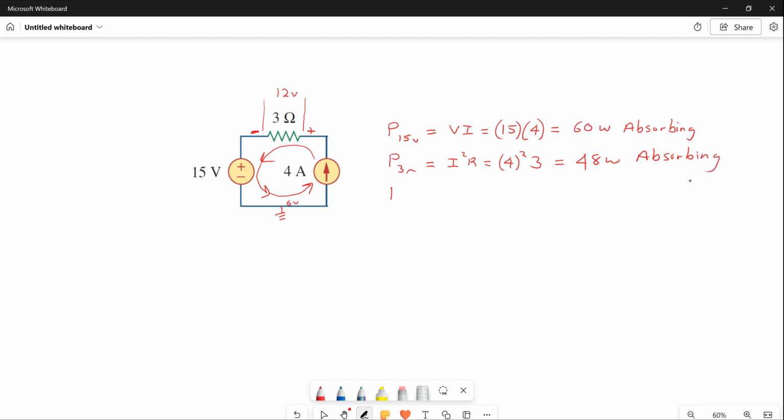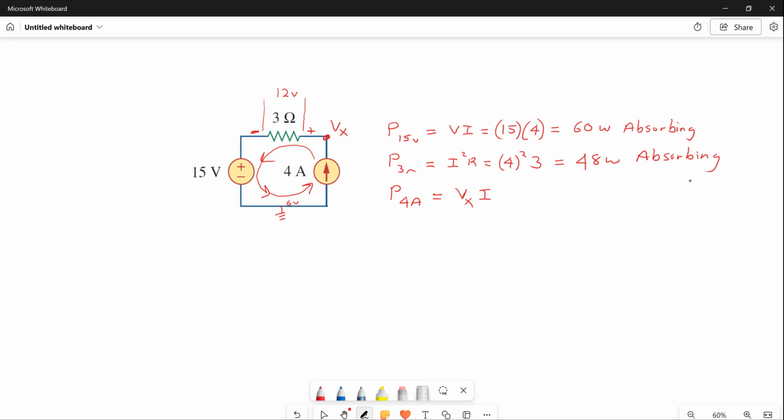What about the power in that 4 amp source? The power in the 4 amp source has to be the voltage across the 4 amp source. Let's call it Vx. Let's put it up here and make it Vx. We have to find some voltage. That's the voltage across that 4 amp current source, Vx, times I. We know what I is going to be. So we have to find Vx.